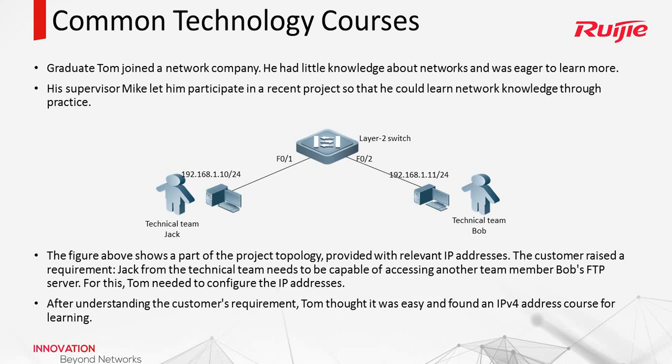In this topology, we can find that we have two colleagues, Jack and Bob. They both come from the technical team, and now Mike hopes Tom can help them so that Jack can use FTP to access Bob's server, and then Jack can download files from Bob. So first, Tom thinks we should configure the IP address at the beginning.